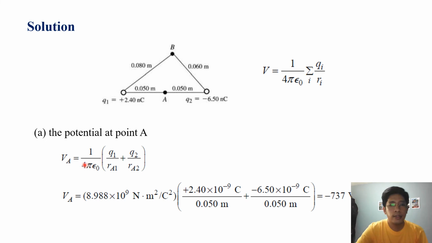So your VA is equal to your 1/4 pi epsilon naught, which has this value here, 8.988 times 10 to the 9 newton meter squared per coulomb squared. And then use the standard units. So your Q1 is 2.40 times 10 to the negative 9 coulombs divided by 0.050 meters, plus negative 6.50 times 10 to the negative 9 coulombs divided by 0.050 meters. So again, here we are using your standard units. And using your calculator, we can calculate the potential at point A, which is equal to negative 737 volts. So that is the potential at point A.